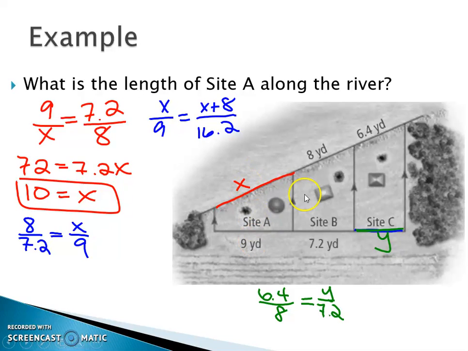You can write x over 9 equals 8 over 7.2. It's going to give you the same answer, 10. So this one is x equals 10. If I want to find this side C right here on the bottom, let's say that's y, then we can also do 6.4 over 8 equals y over 7.2, or you can do 8 over 7.2 equals 6.4 over y. They're proportional to each other, so they're corresponding like that. Anyways, this right here, the answer is 10.